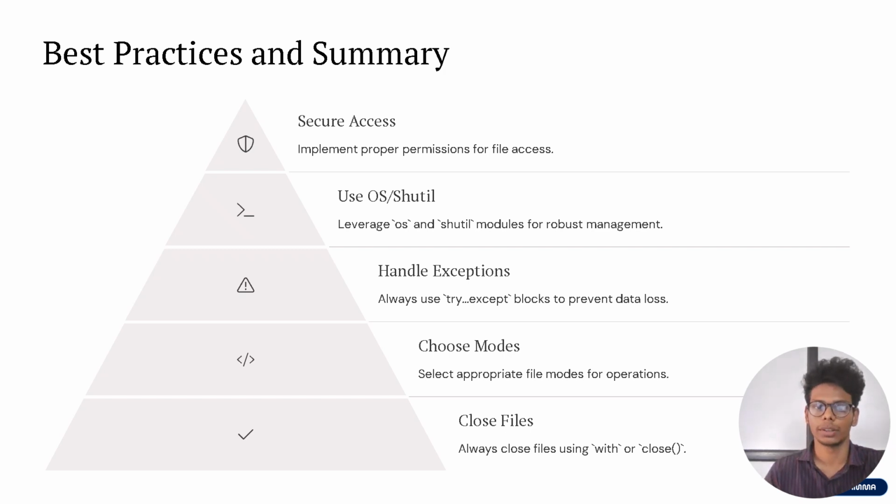Best practices and summary. Securing access, using os and shutil, handling exceptions, choosing modes, and closing files. Securing access means implementing proper permissions for file access. Use os or shutil. Leverage the os and shutil modules for robust management. Handling exceptions, always use try and except blocks to prevent data loss. Choosing modes, select appropriate file modes for operations. And coming to closing files, always close files using close, or automatically use with open to close files.